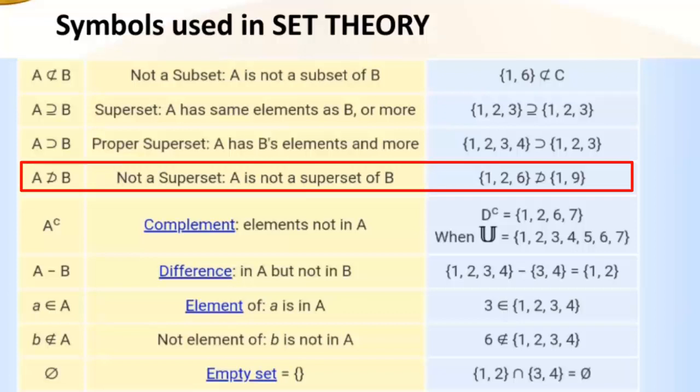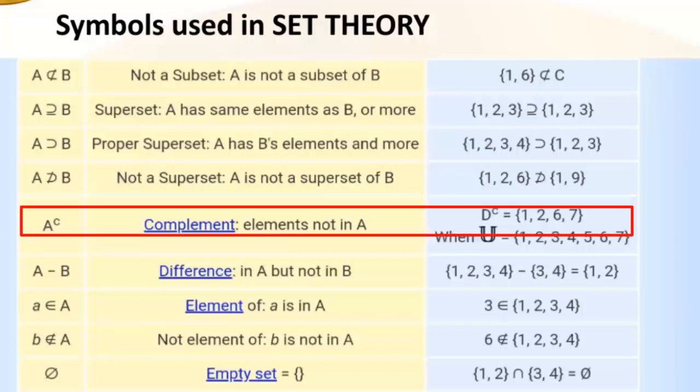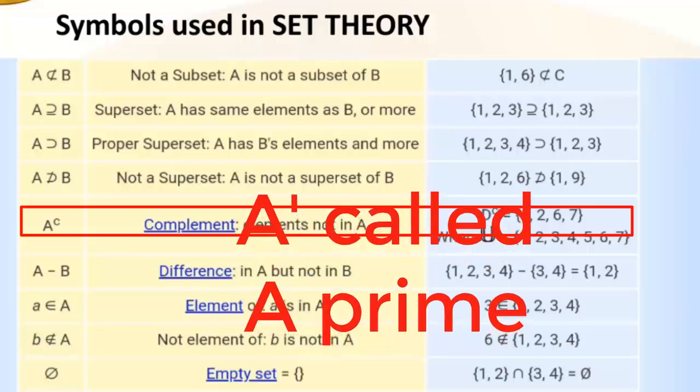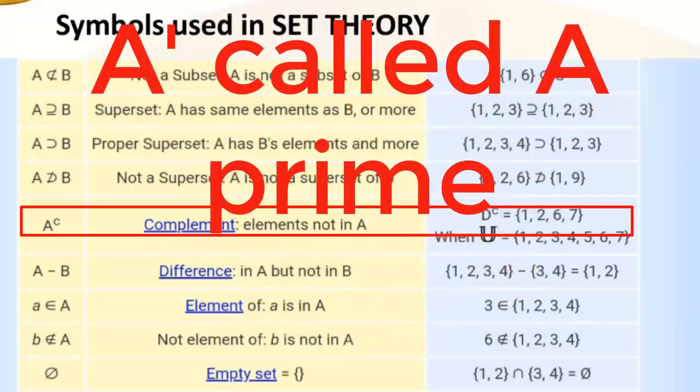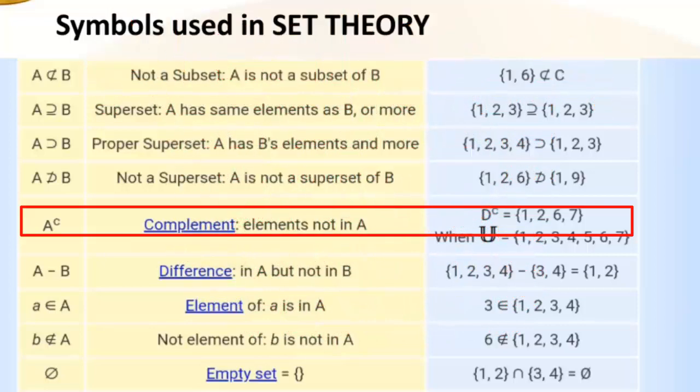Then we move to the next one, which is A complement. This could also be written as A prime, A with an apostrophe. It's called A complement. It means elements not in A. It means elements that can be found in the universal set, but cannot be found in A.